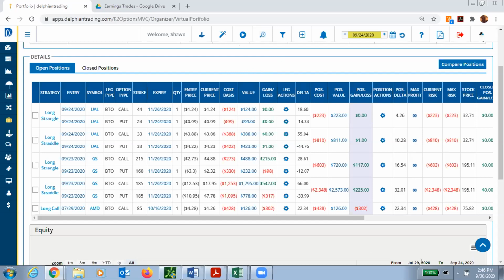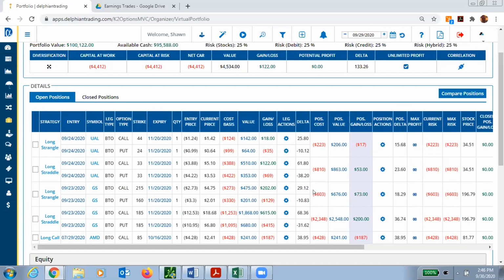So if I put these trades on 9/23 and 9/24, if I just come up to current day, this is just going to show me up to 9/29 for the close of last night. We can see that both the long straddle and long strangle for the Goldman trade are both profitable. $73 off of the 600 that we paid for this one, and $200 off of the 2,300 that we paid for that one. And then you can also see the United is slightly profitable for the straddle by $53 and down a little bit of money on the actual strangle that we did.